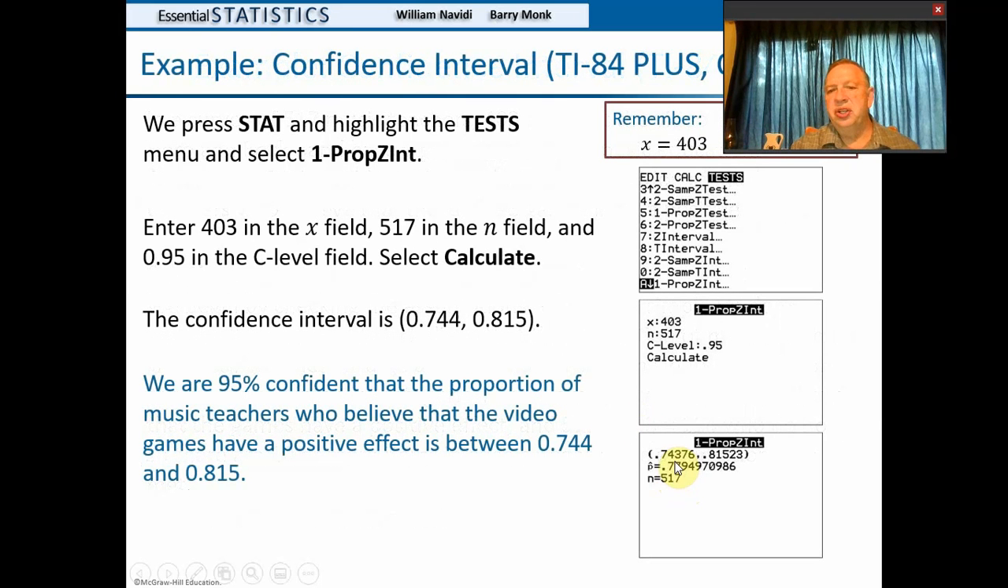It gives us this interval, 0.74376 up to 0.81523, and they rounded it here to 0.744 to 0.815. So we're 95% confident that the proportion of music teachers who believe that the video games have a positive effect is between 0.744 and 0.815. Between 74.4% and 81.5% is what it's saying.